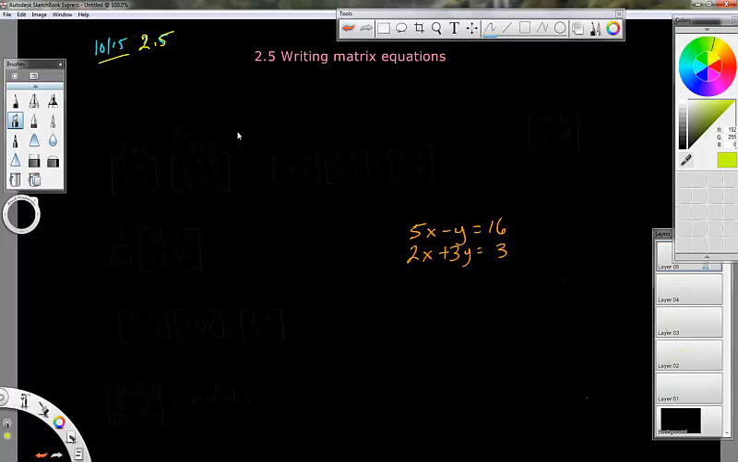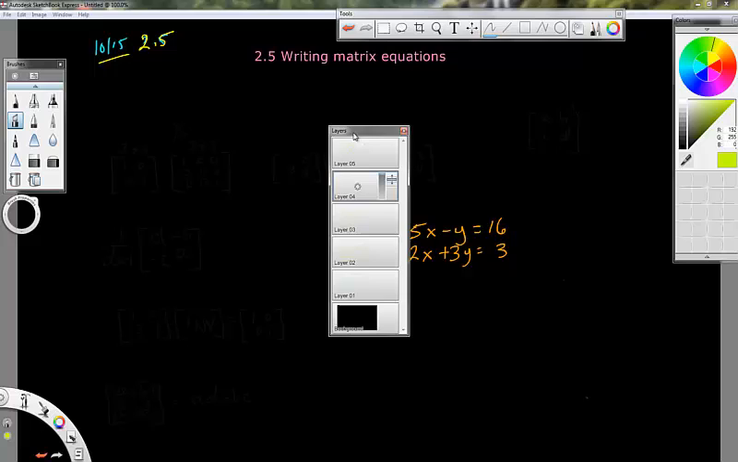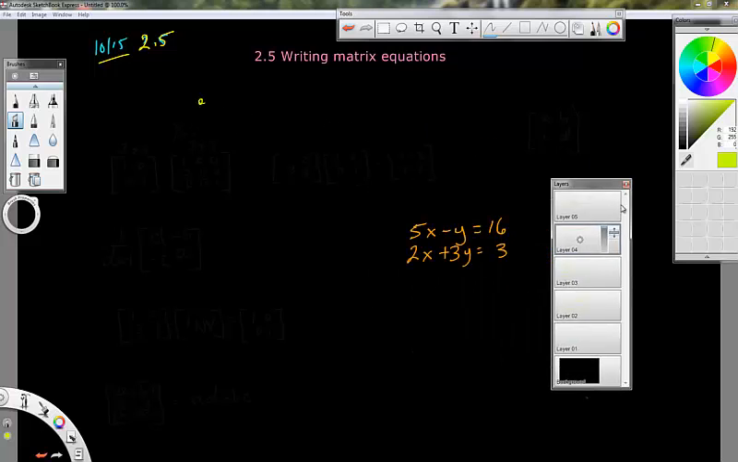We are now going to write matrix equations. I'm going to use this example here in just a minute, but first some boring algebra. Let's look at if I had a matrix known as capital A.